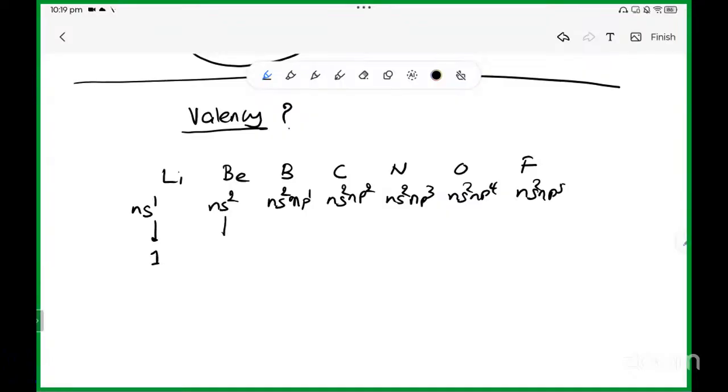In order to attain stability, beryllium will release electrons. So the valency is 2. Boron will release or share; both can happen, right? So the valency is 3 here. Because boron can create ionic bonds as well as covalent bonds. It shows some mixed characteristics. Because releasing 3 electrons is quite hard, if possible it creates covalent bonds as well.